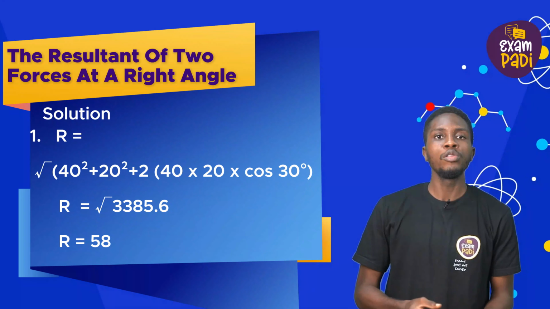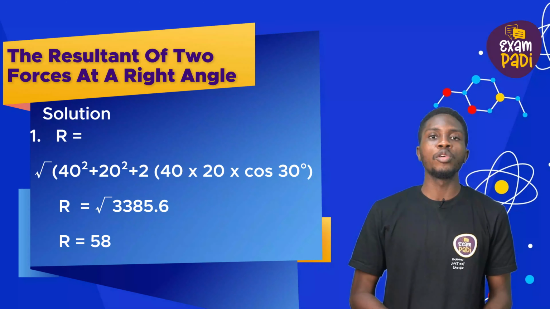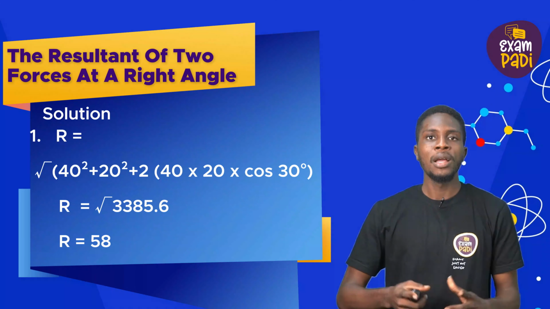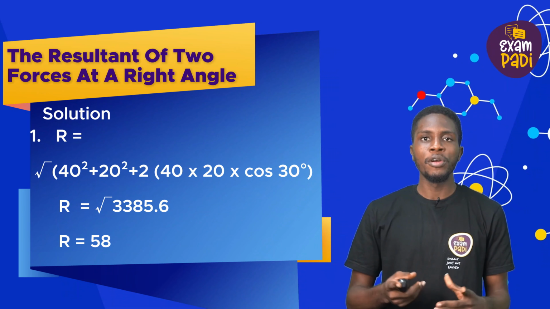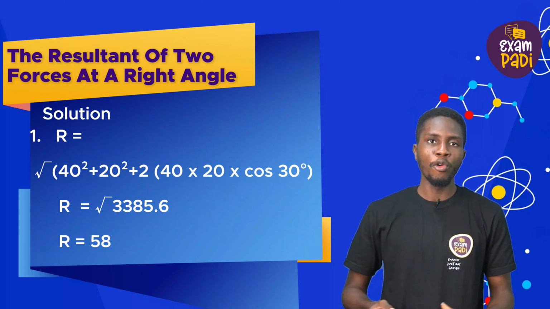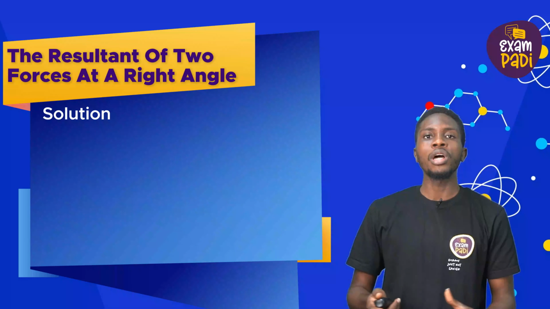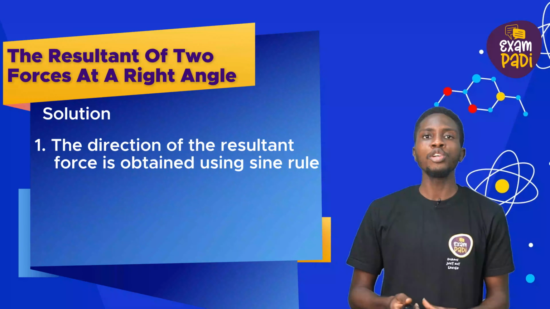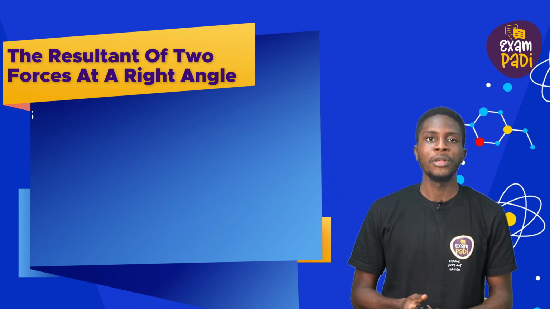R equals the square root of 40 squared plus 20 squared plus 2 times the bracket of 40 times 20 times cos 30 degrees. R equals the square root of 3385.6. Therefore, R equals 58 Newton. Therefore, the resultant force equals 58 Newton. The direction of the resultant force is obtained using the sine rule.